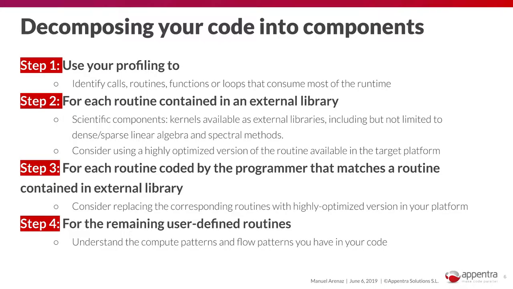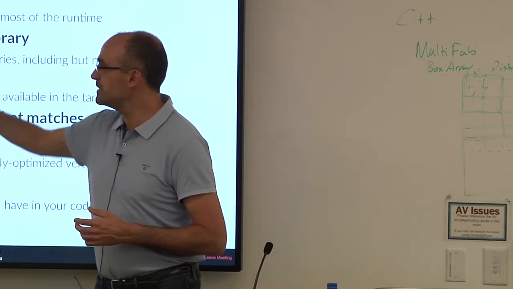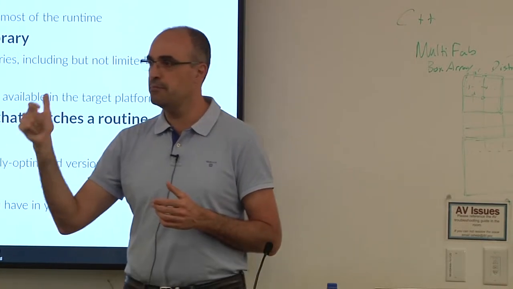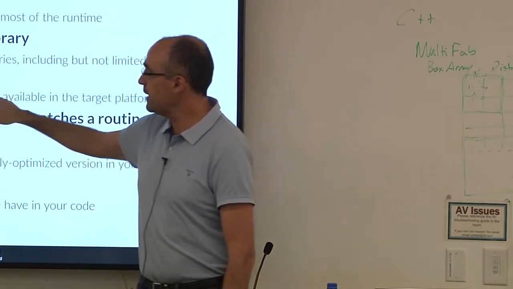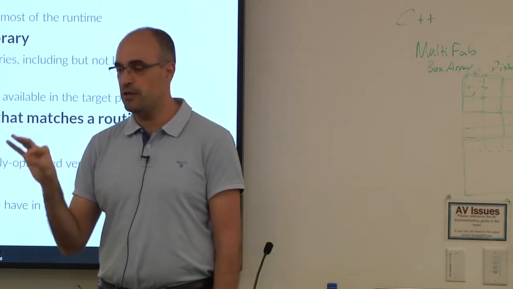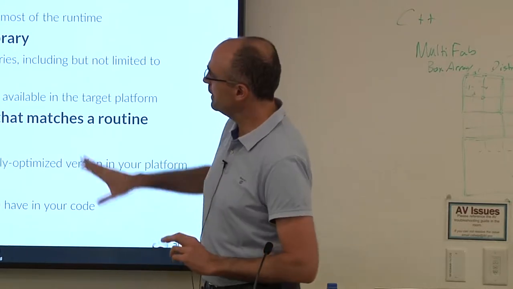Second, for each routine contained in an external library, what do you have to do? Remember that you want to run your code on a given platform. You may be using a generic library that has been compiled for a laptop, and that can be ported to Cori. But probably in Cori, you will have installed a highly optimized version of the same library call that you are using in your laptop. So you need to consider identifying the scientific component that you have in your code, this FFT, matrix multiplication, pi, whatever it is, solvers, spectral methods, and consider using the highly optimized version that you have in a given system. So you can take advantage of all the work that the staff of the center has done for you. And this is step number 2.